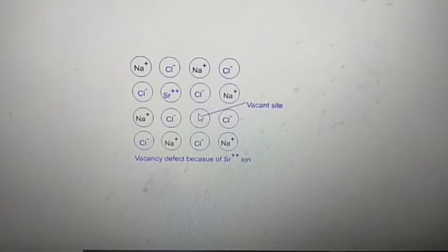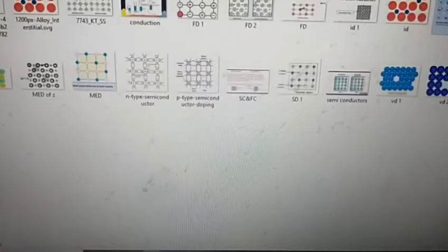In the same manner, a solid solution of cadmium chloride and silver chloride can also exhibit the same type of effect. Here, Cd plus 2 occupies the place of 2 Ag plus ions. One will be occupied and the other will be vacant. So this is called impurity defects. Impurity defects are the defects which are caused by impurities during the crystallization process.